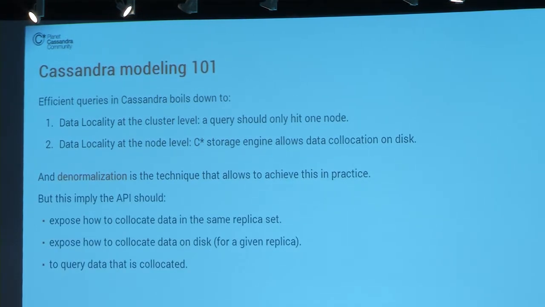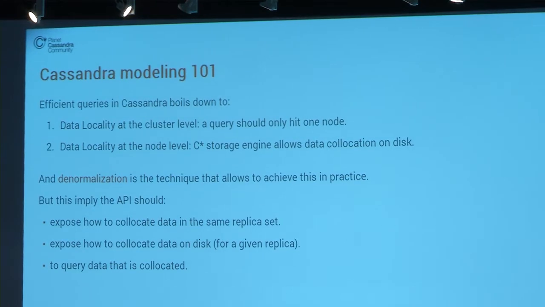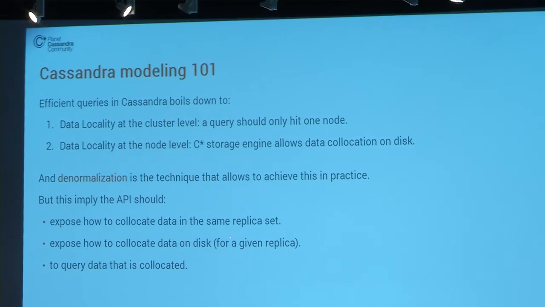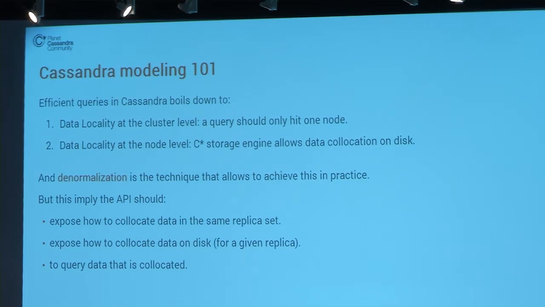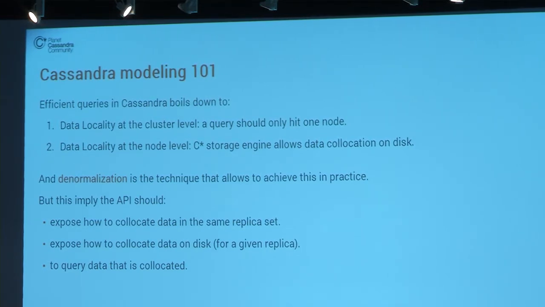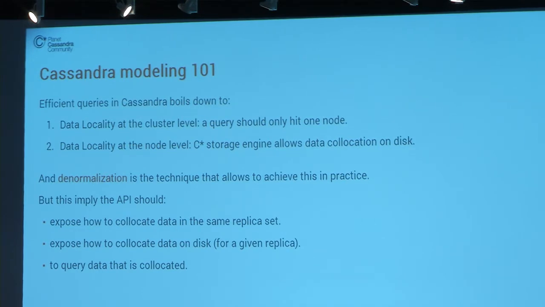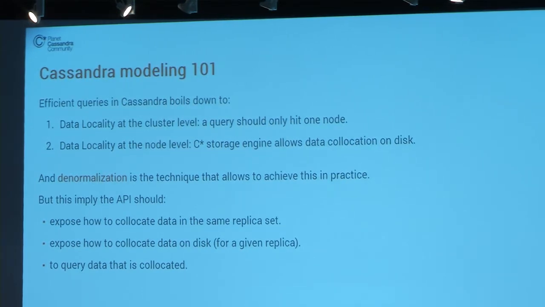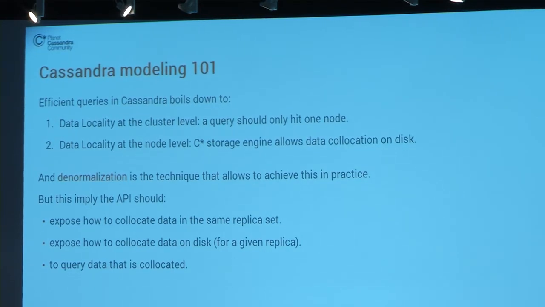So what we want for the API, all that CQL needs to be able to expose for Cassandra, is how to collocate data on the same replica set, really on the same node, and how to collocate data on disk for a given replica set and in a sorted order so that you can query it. And you need to be able to query that collocated data in a meaningful way. Okay? And the rest of what the API should do is let you model your application in an easy way. It should be easy for you to do it, and it should be easy to do that efficiently.